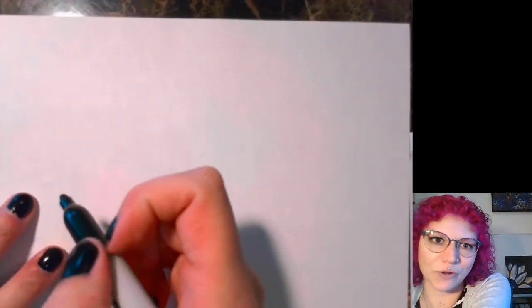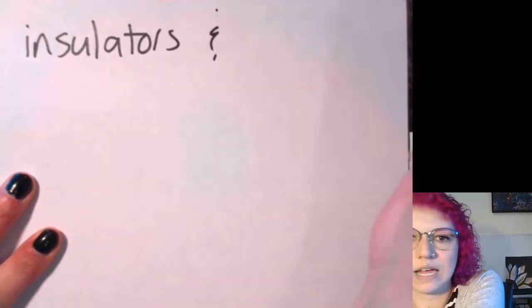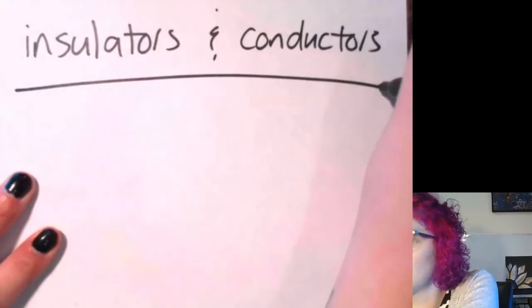This is our last segment for this week's assignment module. Now that we've talked about charge and we understand its properties a little bit better, I want to introduce, well, I know you've heard of these words before. So let's talk about insulators and conductors. Let's define what is an insulator and what is a conductor.